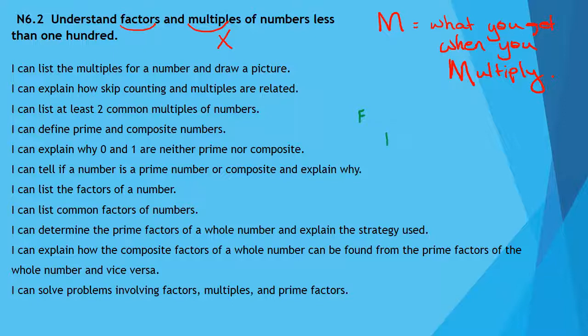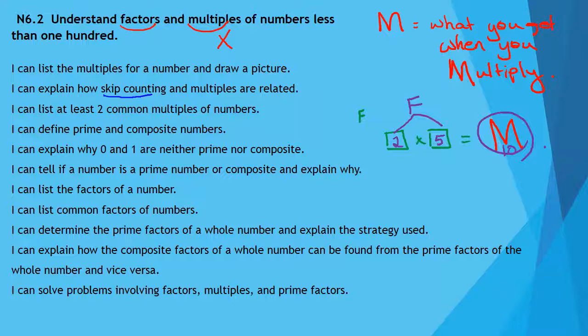So factors are the little dudes that you multiply together to get your multiple. For example, we can multiply 2 times 5, and that gives us 10. And so in this case, 2 and 5 are factors of 10. And 10 is a multiple of 2.